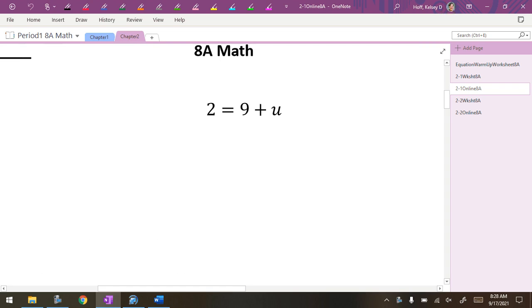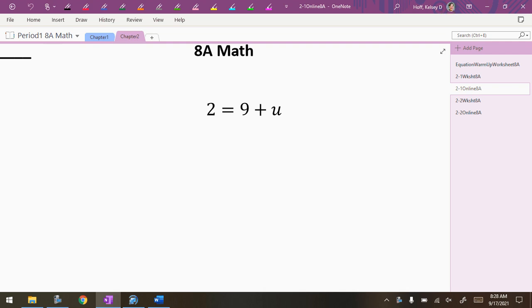This very first problem: 2 equals 9 plus u. Take your pointer finger and cover up the u. Tell me what number is sitting there. 9. Positive or negative? How do you know it's positive?